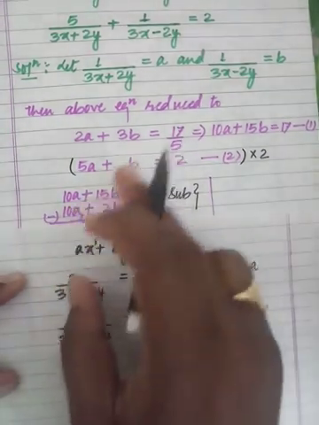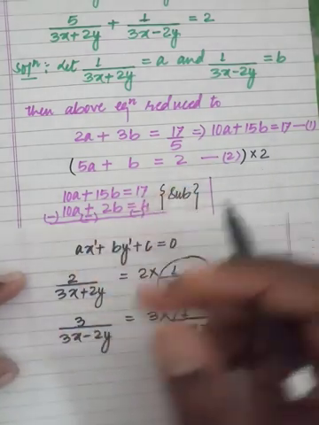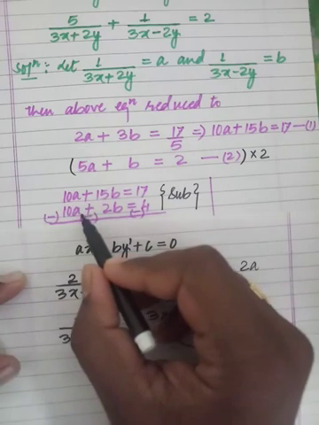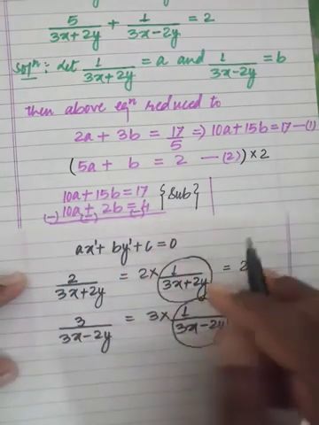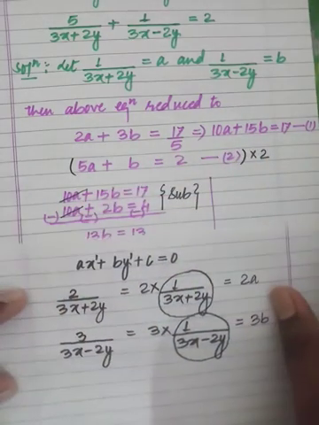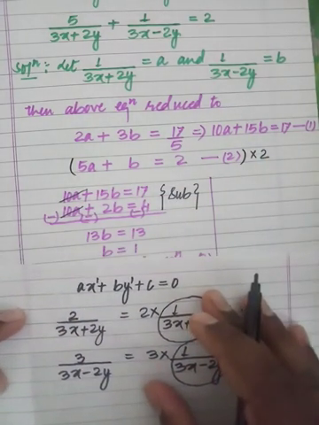Now these are linear equations. You can see a and b have degree 1, they have highest power as 1. So we will eliminate now. We will subtract the second from the first. We will change the sign, and here 10a will cancel out, and we are getting 15b minus 2b as 13b equal to 13, and b is equal to 1.